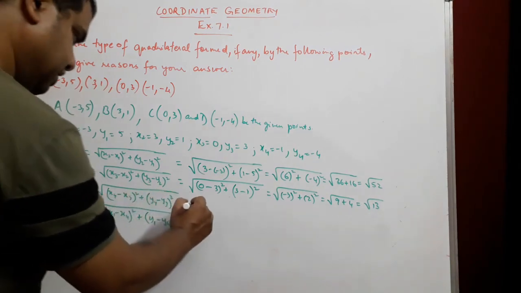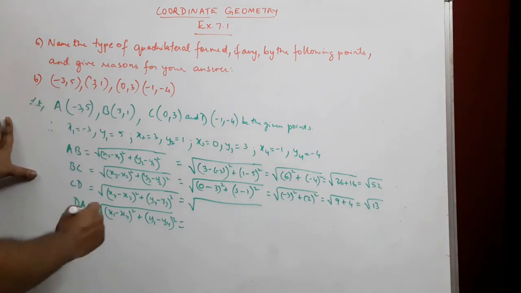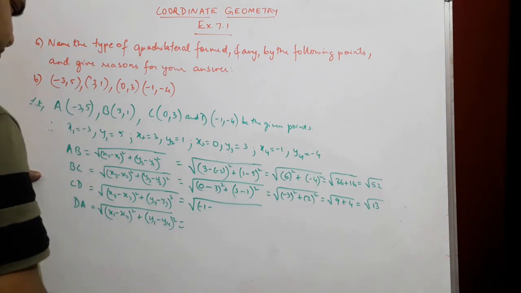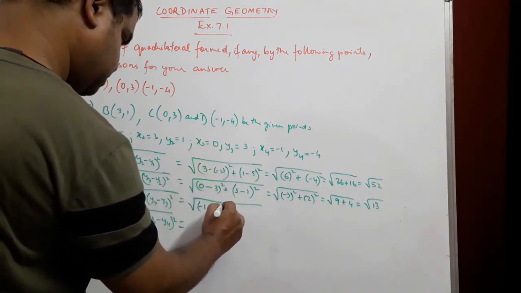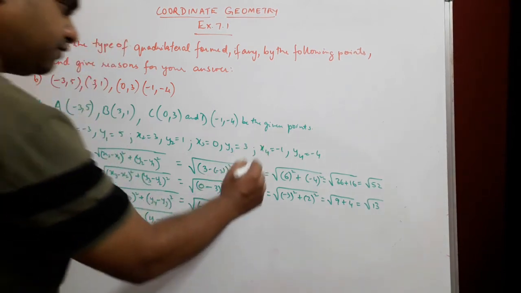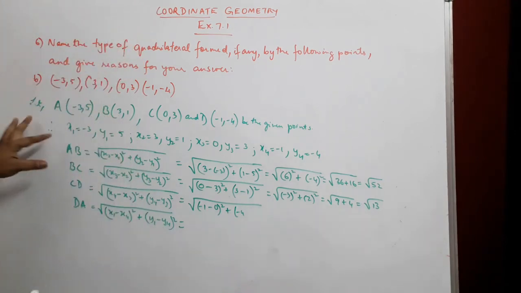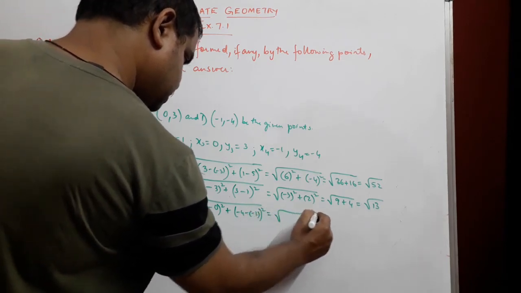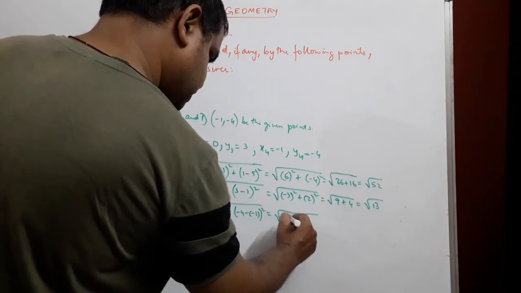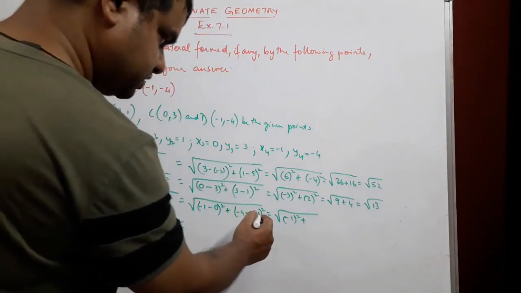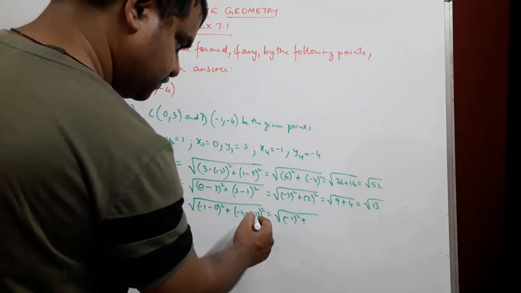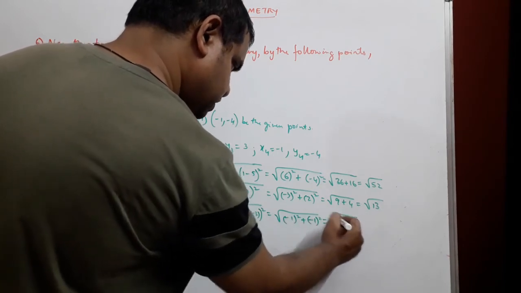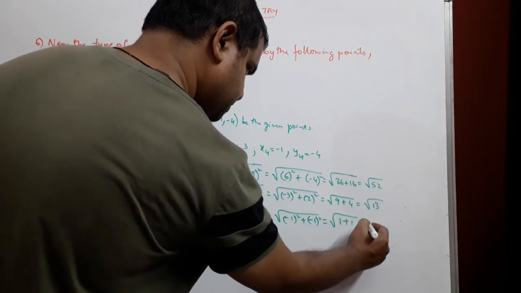Next is CD. x4 is -1 minus x3 which is 0, whole square, plus y4 which is -4 minus y3 which is 3. So -1 whole square will remain here, plus minus and minus gives us positive 3. So -4 plus 3 gives us -1 whole square. That will be -1 whole square is 1 and plus -1 whole square is also 1. So 1 plus 1, square root of 2.